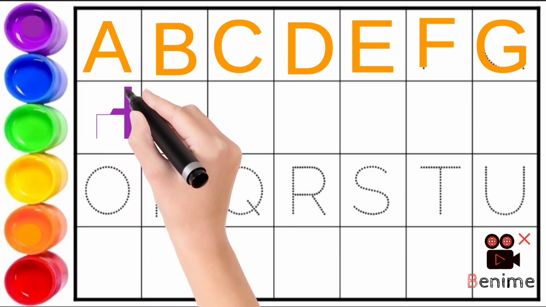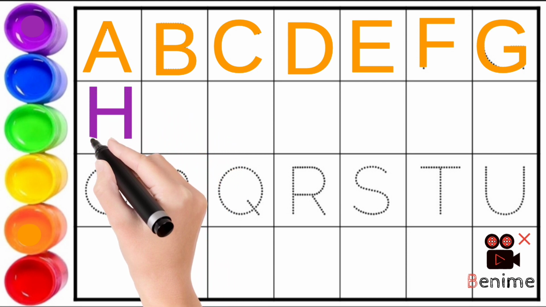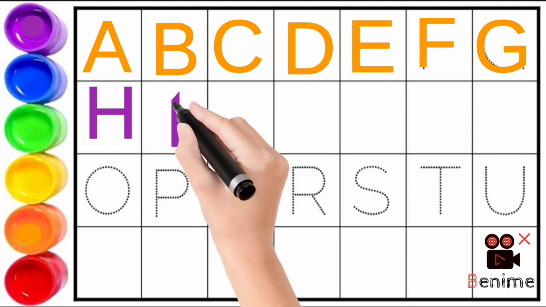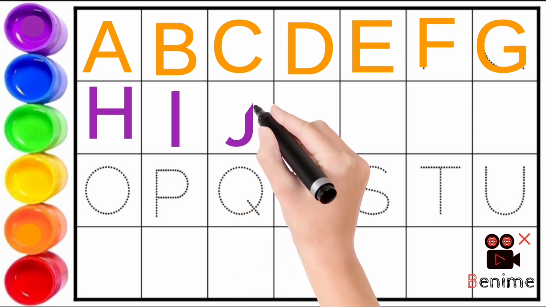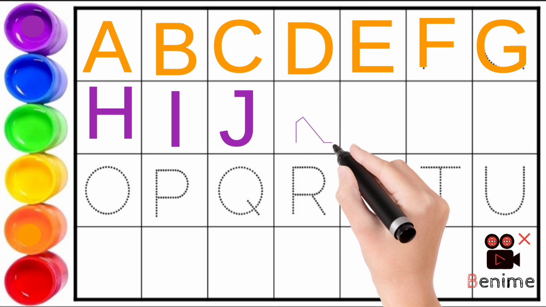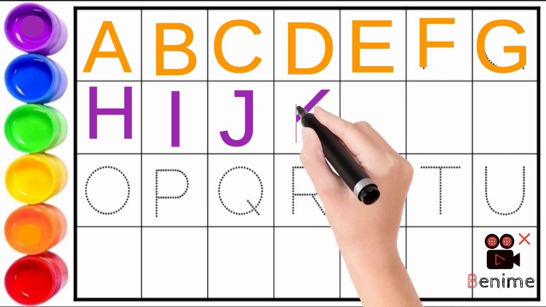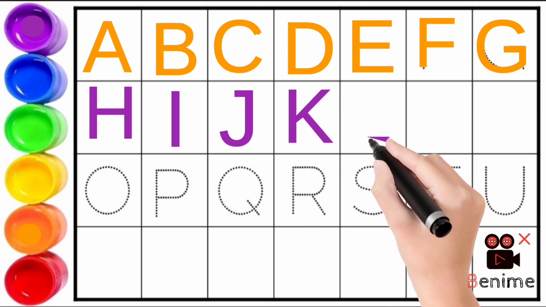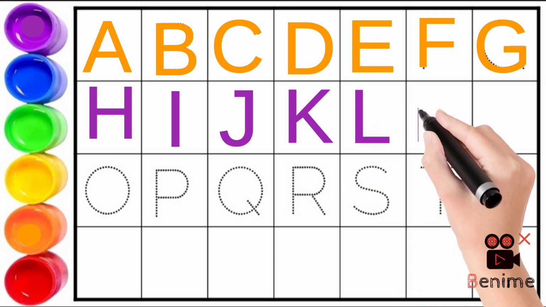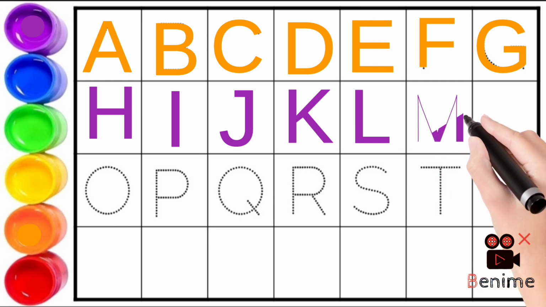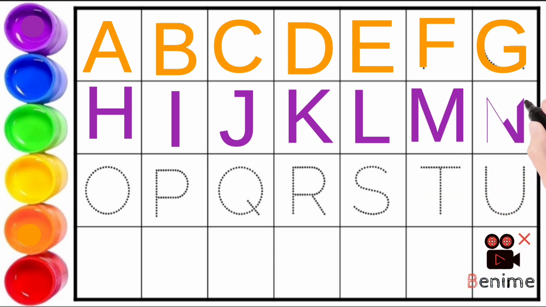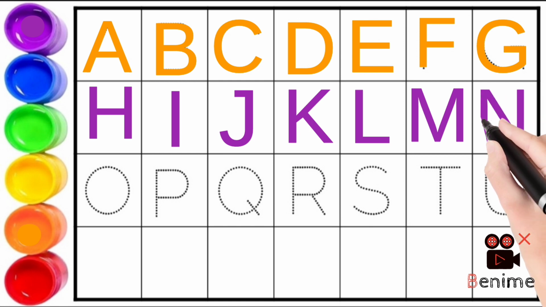H. H for horse. I. I for ice cream. J. J for joker. K. K for kite. L. L for lion. M. M for monkey. N. N for net.